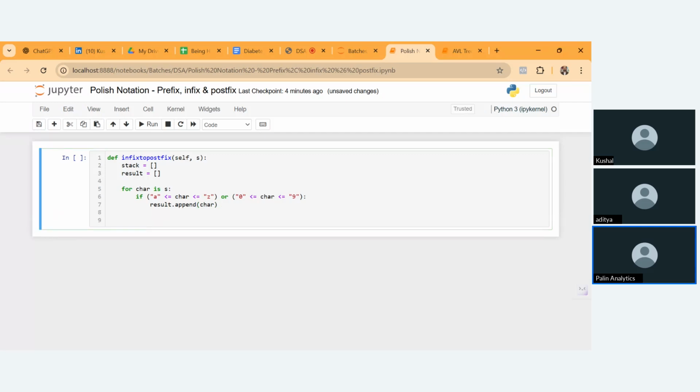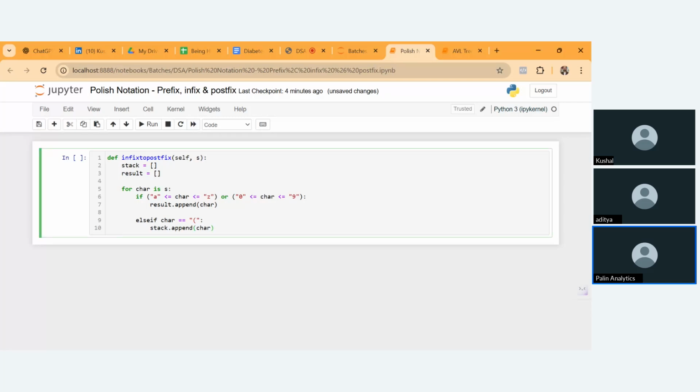Okay, now what will happen? If any of these things is not there, then definitely there must be either a bracket or an operator. So let's say I have a character as an opening bracket. If there is an opening bracket, what will we do? We'll append this bracket into the stack. So stack dot append, and here we'll append this char.